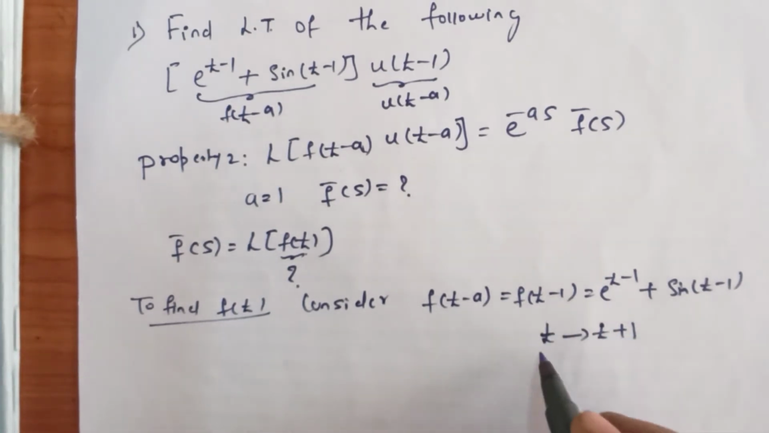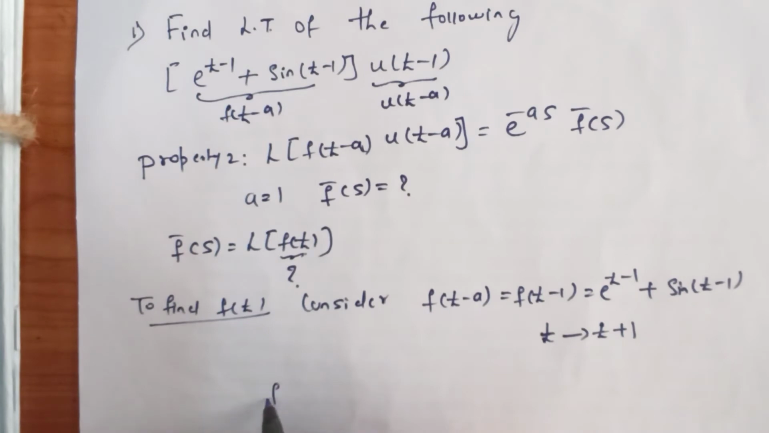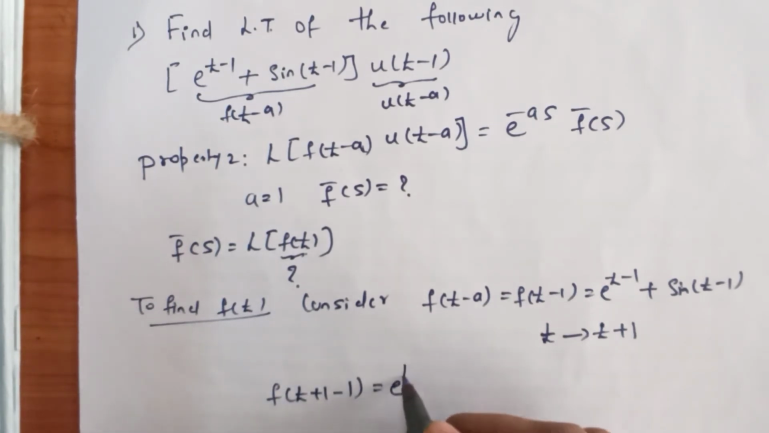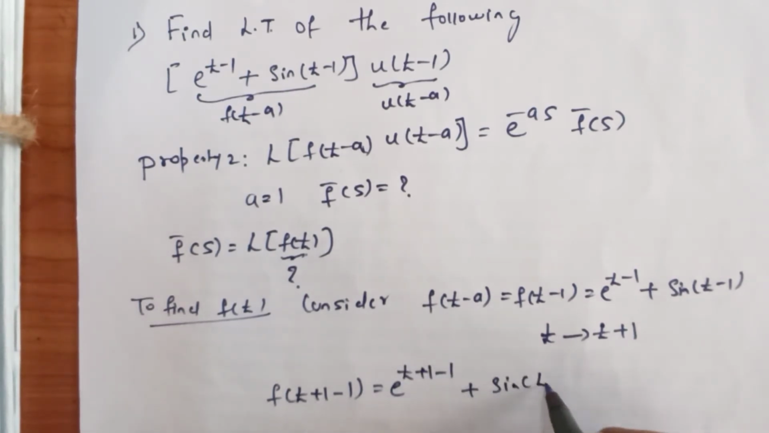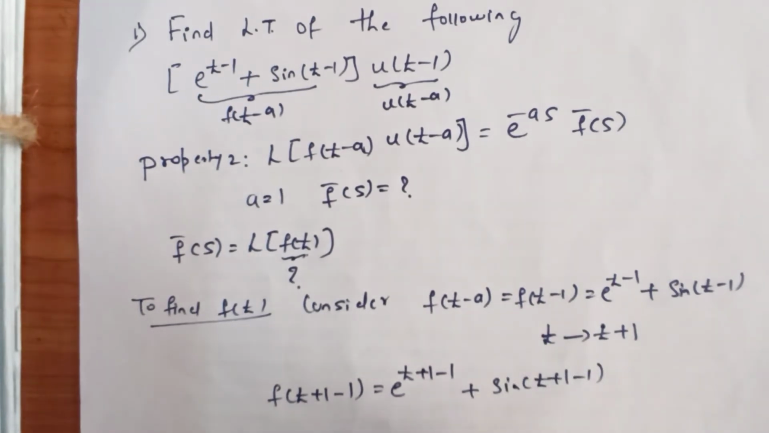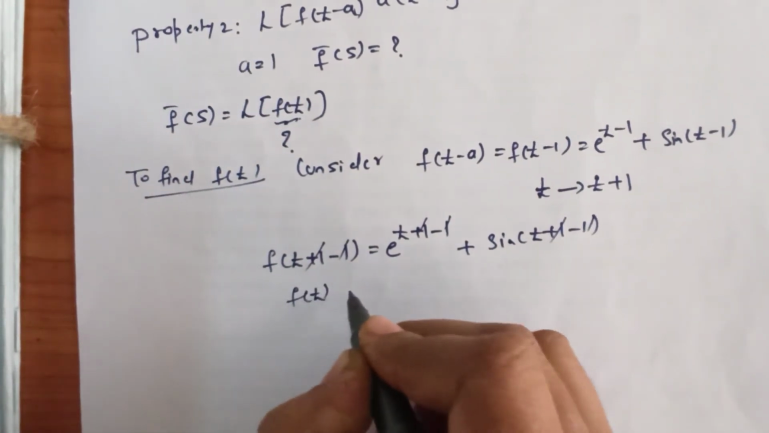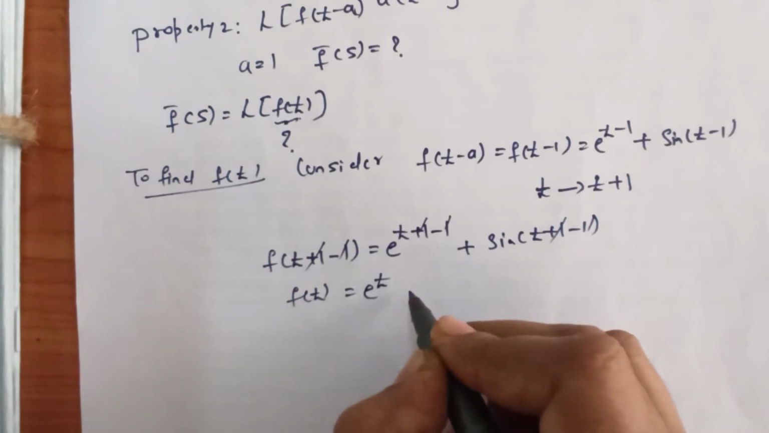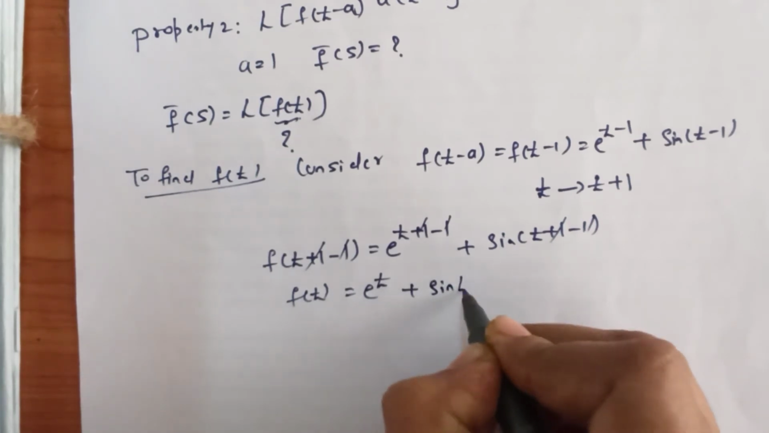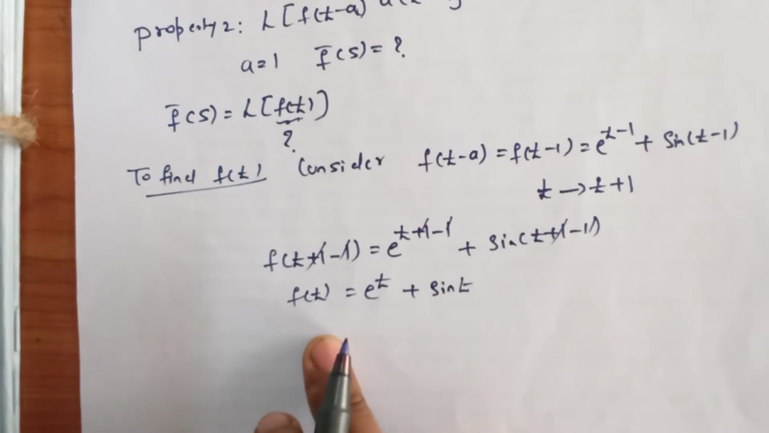In this function, replace t by t plus 1, so that I'll have f of t plus 1 minus 1, which is equal to e power of t plus 1 minus 1 plus sine of t plus 1 minus 1. Here plus 1 and minus 1 will get cancelled, here also, and here also, and we will be left with f of t equals e power of t plus sine t. So this is our f of t.